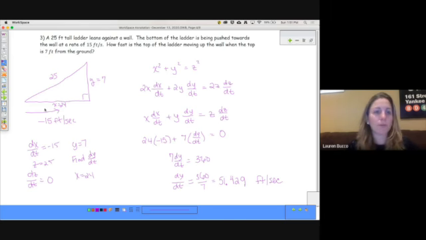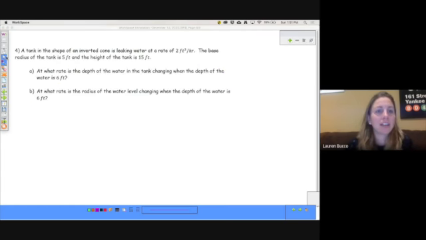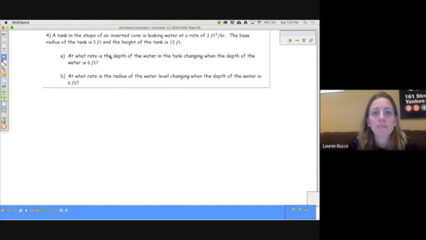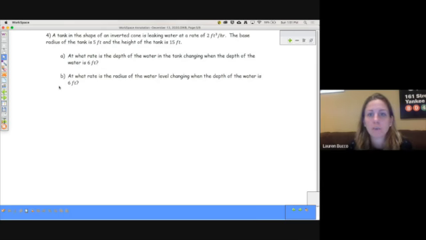Ooh, number 4. All right. A tank is in the shape of an inverted cone. A tank in the shape of an inverted cone is leaking water at a rate of 2 cubic feet per hour. The base radius of the tank is 5 feet and the height of the tank is 15 feet.